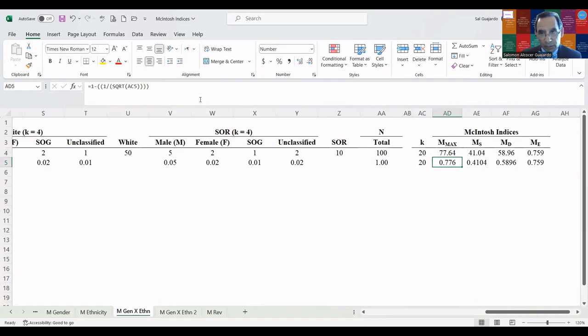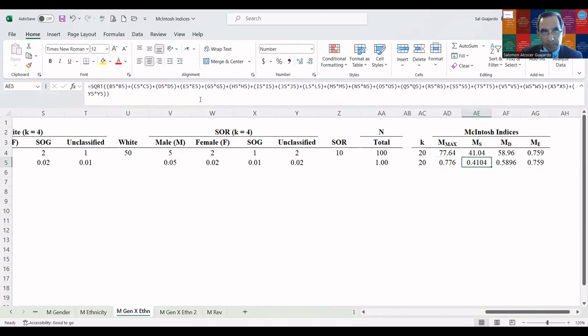So with the percentages, it's easier. It's going to be 1 minus 1 divided by the square root of 20. That gives me 0.776, so that's the maximum.